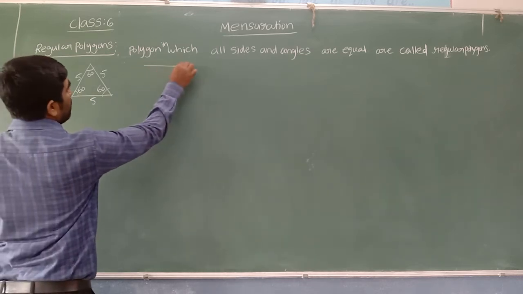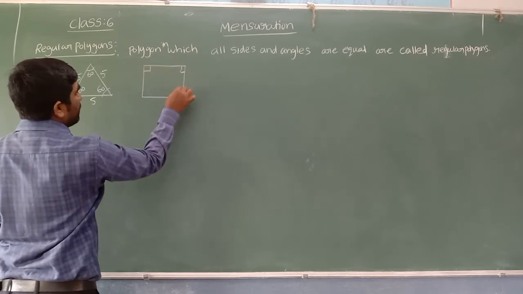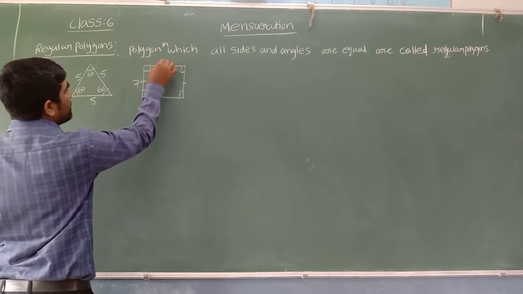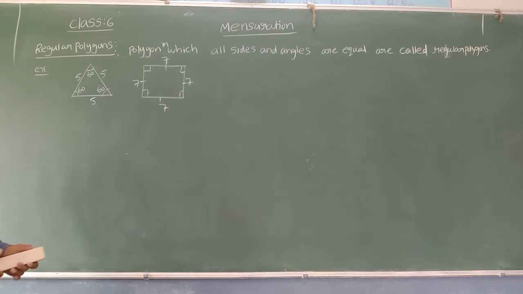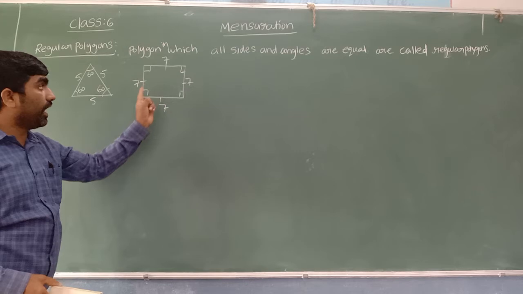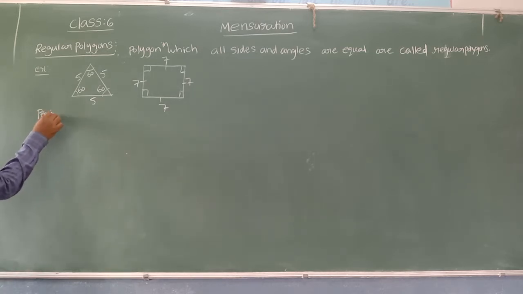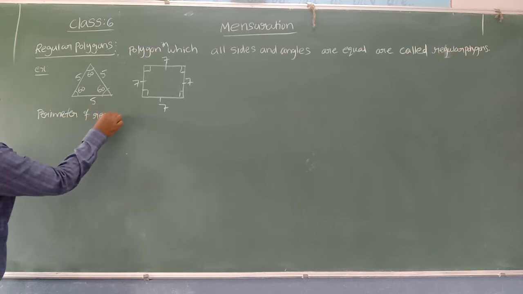Let me take one more example. I am taking each corner as 90 degrees and all sides equal. Let me take each side as 7, 7, 7, 7. So these are called regular polygons. All the sides are equal and all the angles are equal. Now let's see how to find the perimeter of regular polygons.